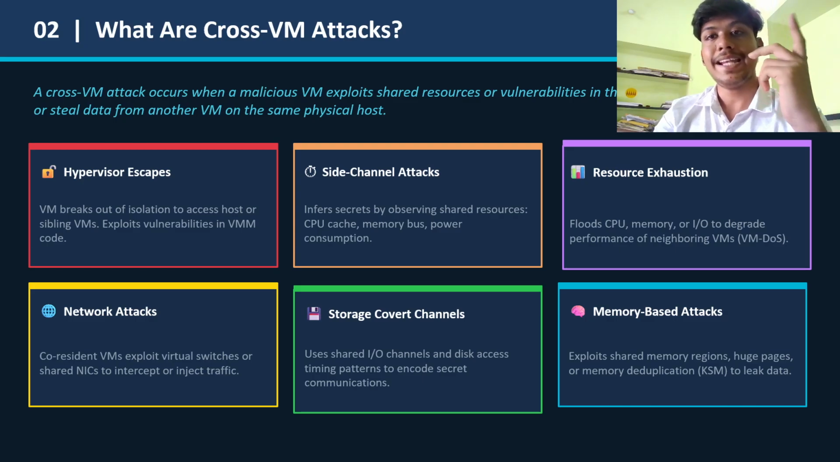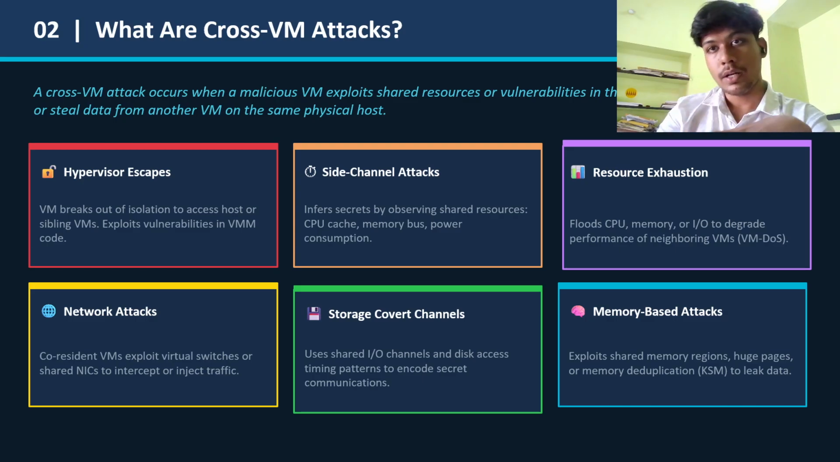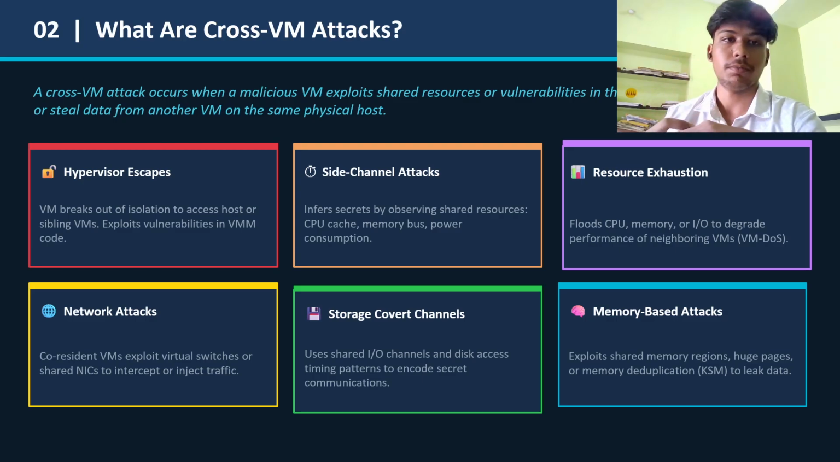The second is the side channel attack. These are very clever and very sneaky. Instead of directly breaking in, the attacker observes patterns, things like CPU cache timing, memory access patterns, and power consumption, and uses this observation to figure out secret information like encryption keys. The attack doesn't touch your data directly. It just watches how your VM behaves.